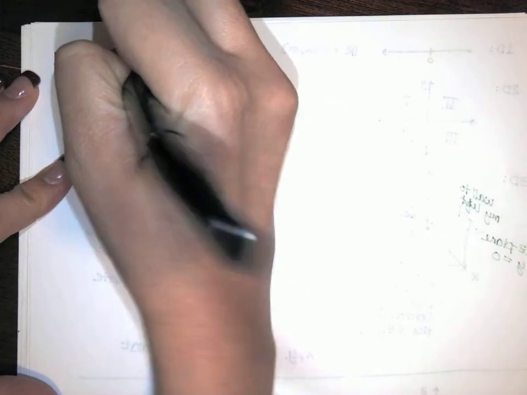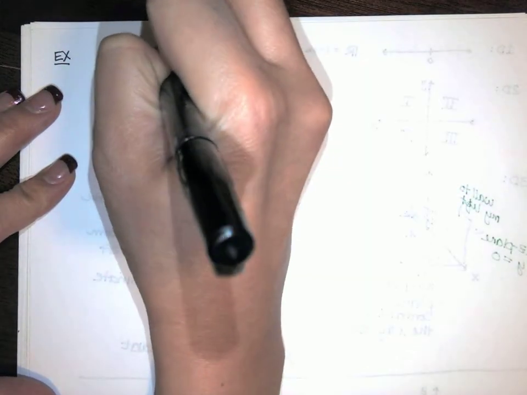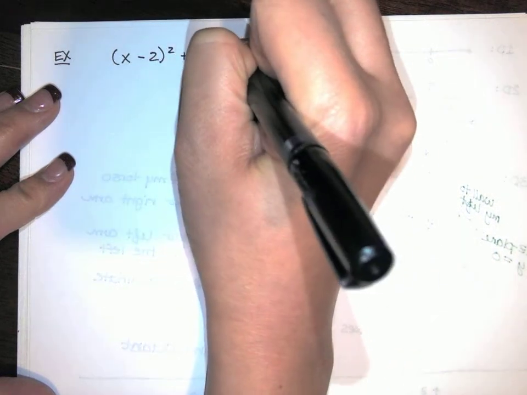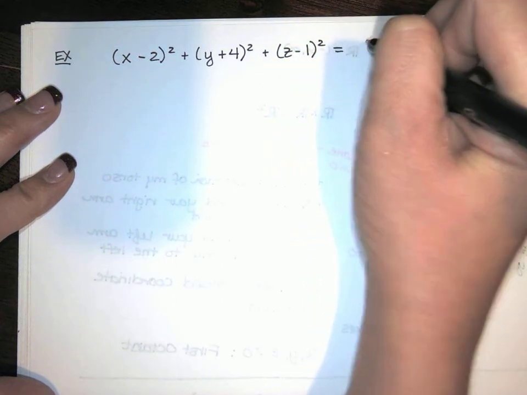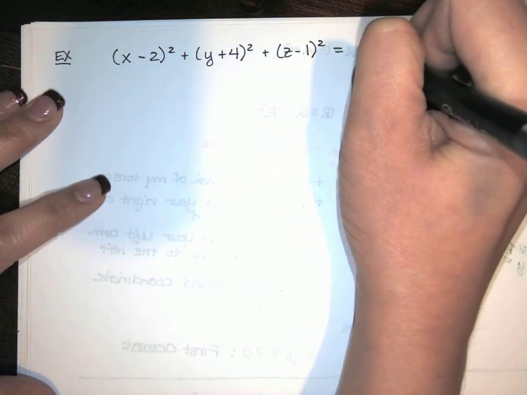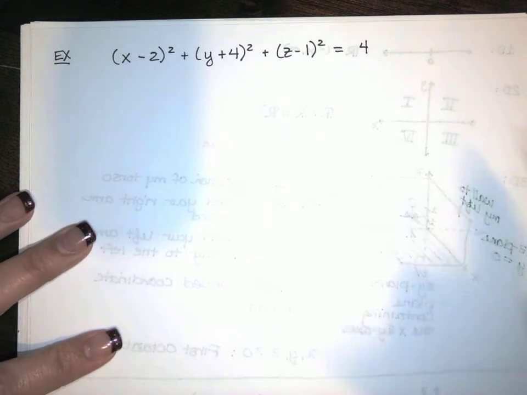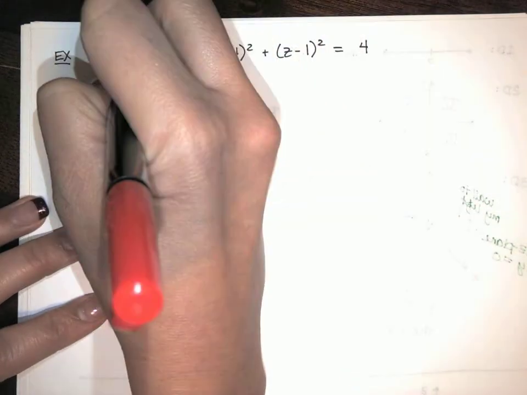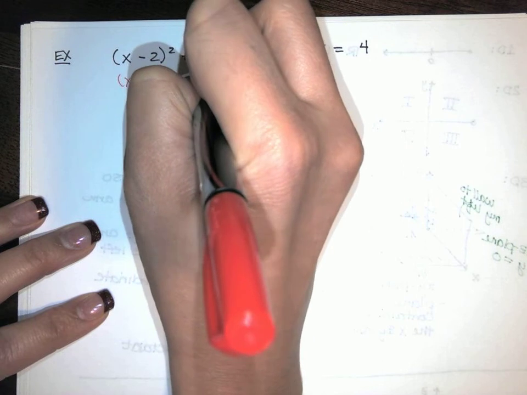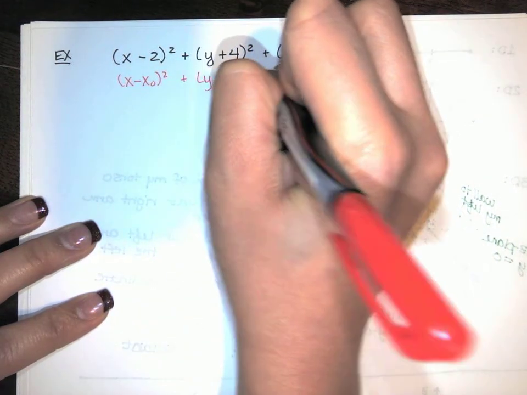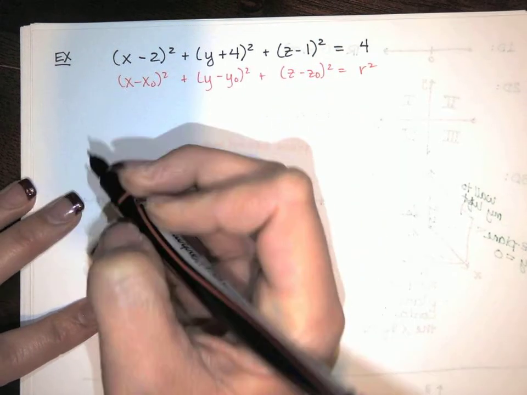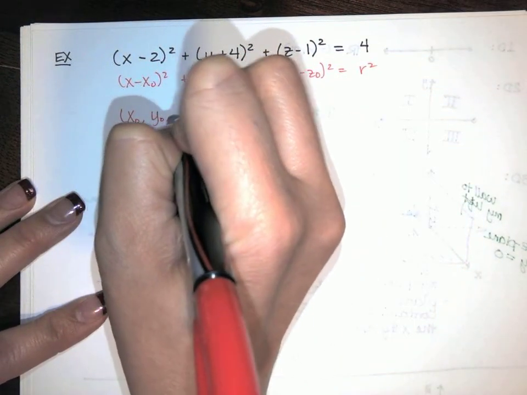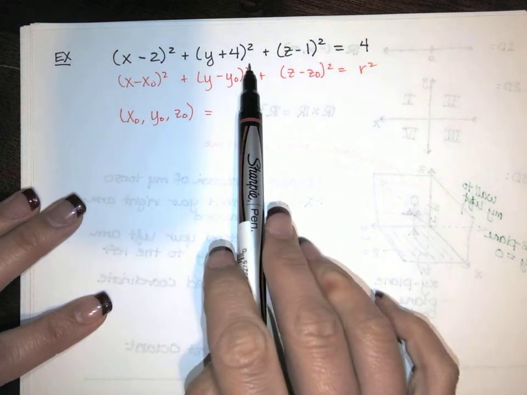So let's say you've got x minus 2 squared plus y plus 4 squared plus z minus 1 squared equals, let's say, 4. All right, well, matching our patterns, if someone asked me for the center and the radius of this sphere, it would be easy to figure out. x naught, y naught, and z naught, those are the coordinates of my center. They're just given by these three numbers.